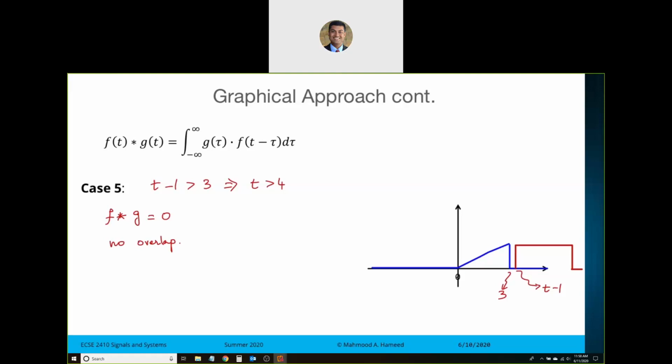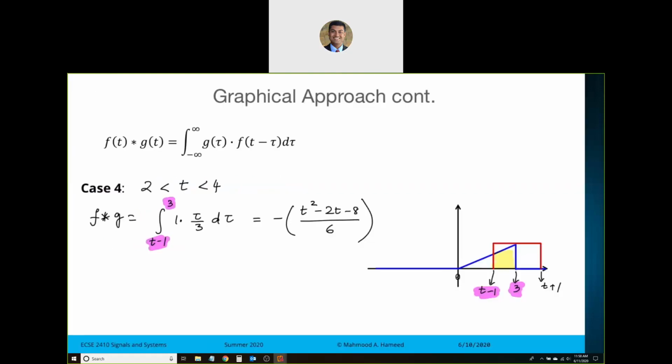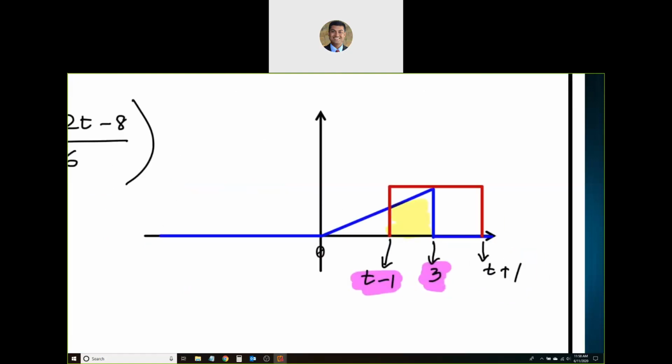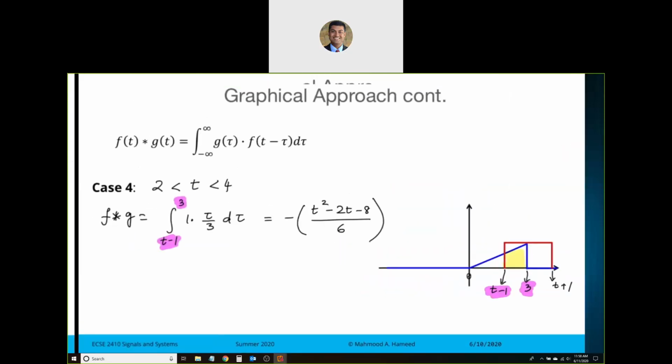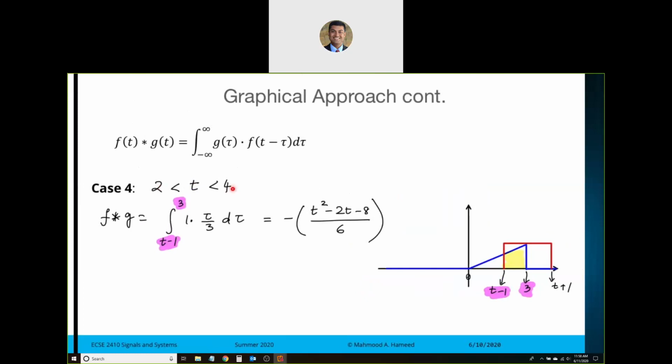Could you go over case 4 again? Yes. So case 4 is when the red rectangle is on its way out of the blue triangle, and this is when t minus 1 is less than 3 and t plus 1 is greater than 3. So by combining those two statements, you can write 2 less than t less than 4 for the time, and at those places you are essentially multiplying 1 here, f of t minus tau is 1 there, with tau divided by 3, which is g of tau, which is the equation of this line.